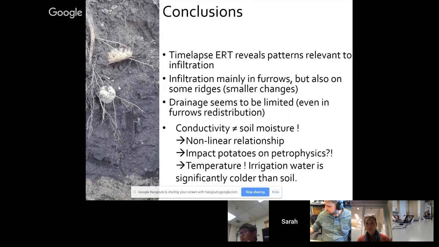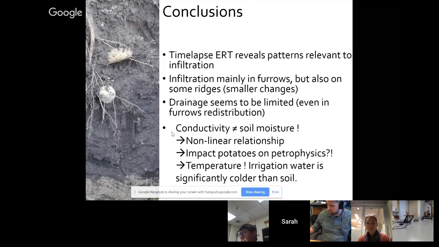So the conclusion that I just made is that these furrows mainly, range seems to be limited. But there's one thing I still wanted to say, because that will be the next thing for me: connectivity is of course not equal to soil moisture. We have a non-linear relationship between both. So to really look at patterns, I should compare to soil moisture, because some connectivity changes will not be very relevant in terms of soil moisture and others will be.